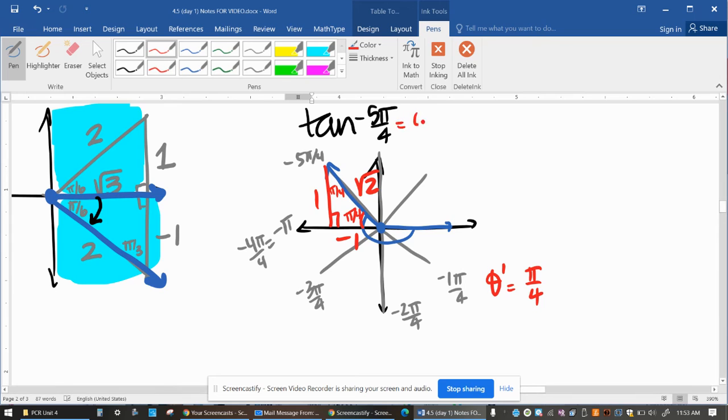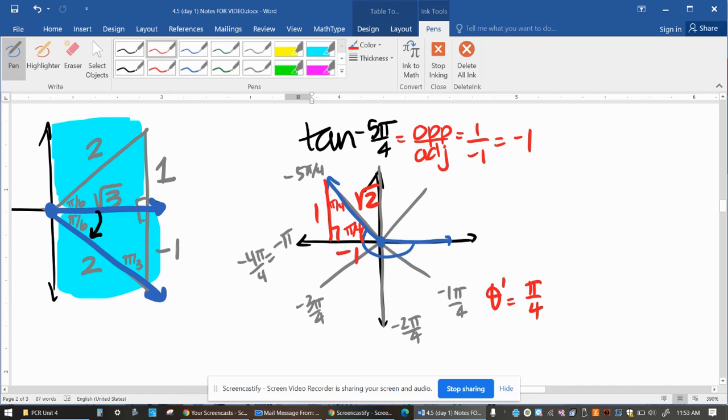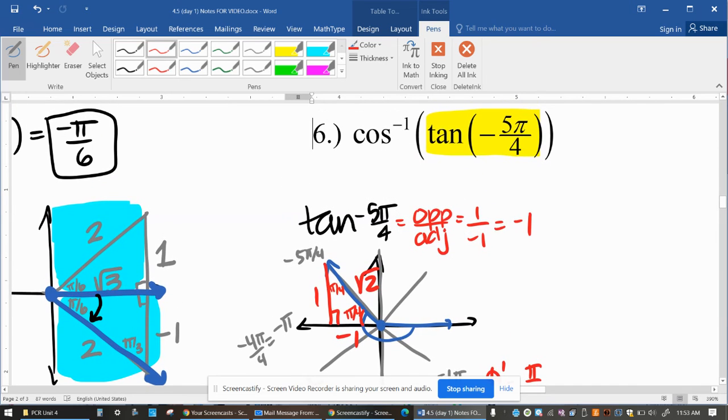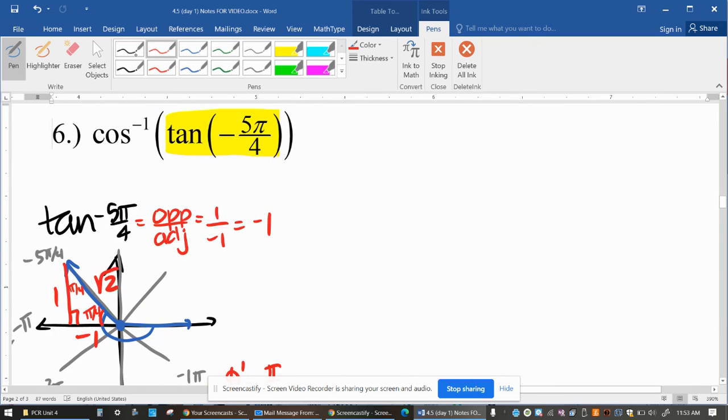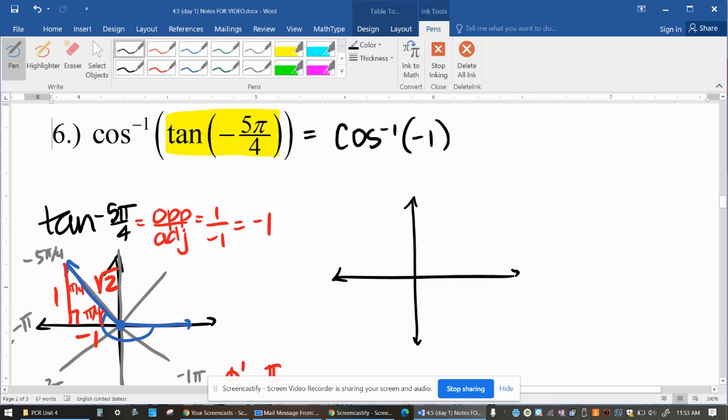Okay, so tangent is opposite over adjacent. So that is 1 over -1, which reduces to -1. Now remember, that's only half the problem. So now we're going to take our answer of -1 and replace it into the original problem. Okay, so cosine is restricted to quadrants 1 and 2. But as I'm looking at the cosine of -1, I'm leaning more towards quadrant 2.